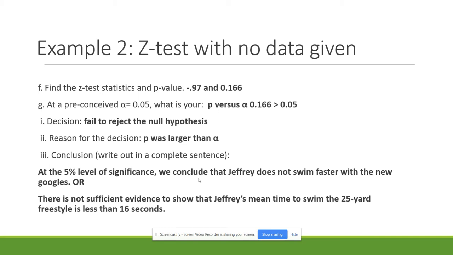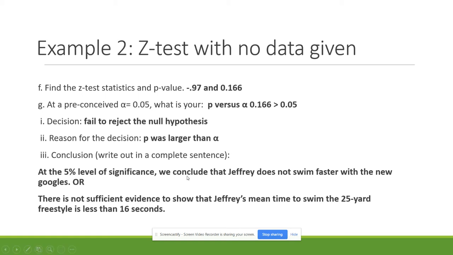0.166 is greater than 0.05. And because it's greater, I fail to reject my null, which means I'm going to keep my null. My null is the one that is true. And the reason for that is because my p-value was larger than my level of significance. So what does that mean?